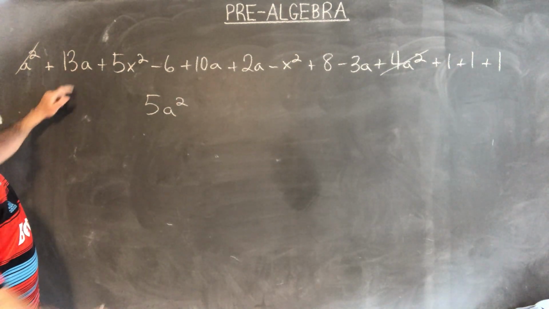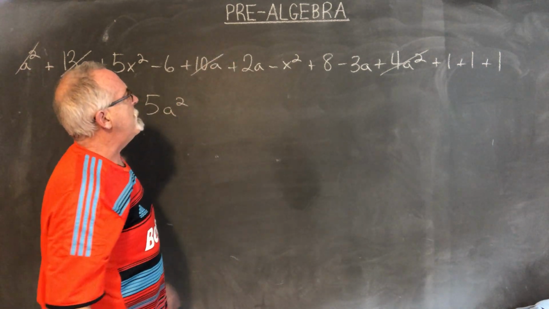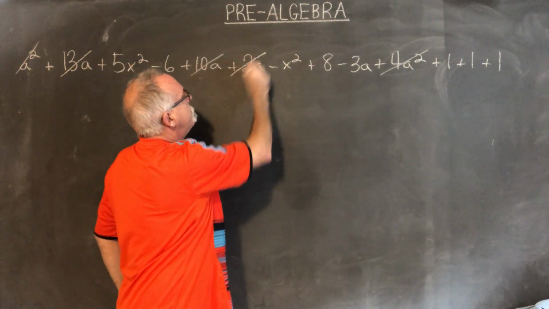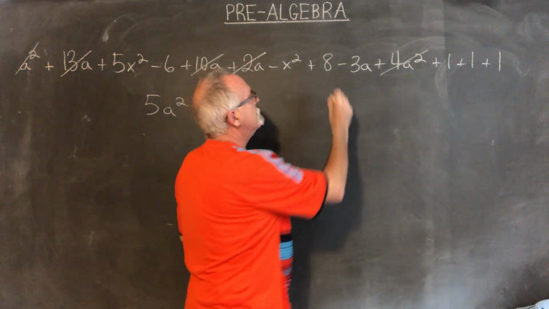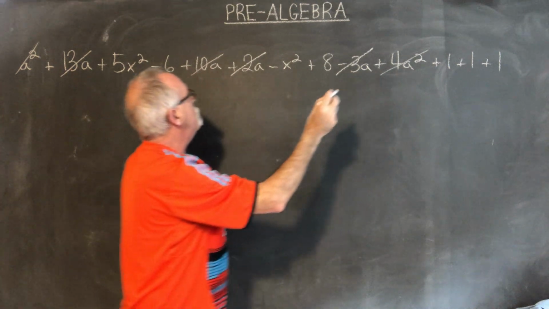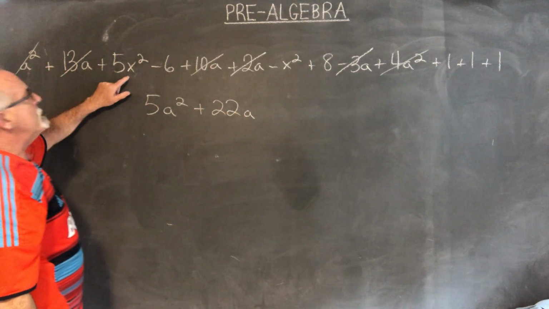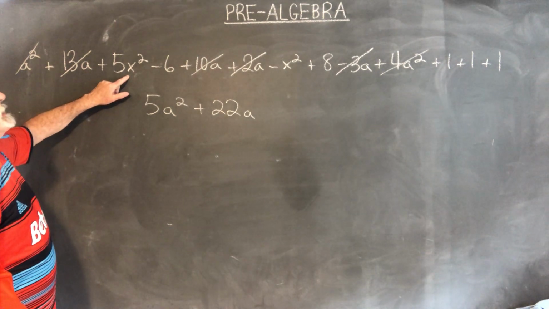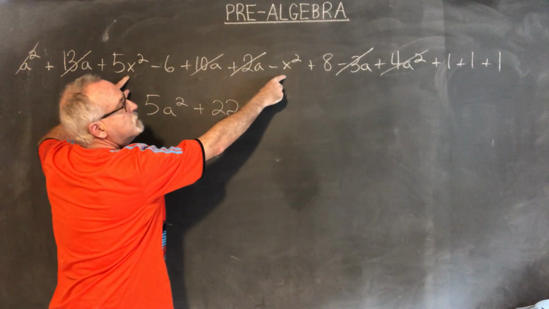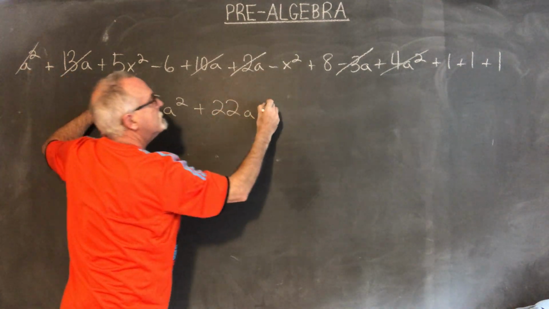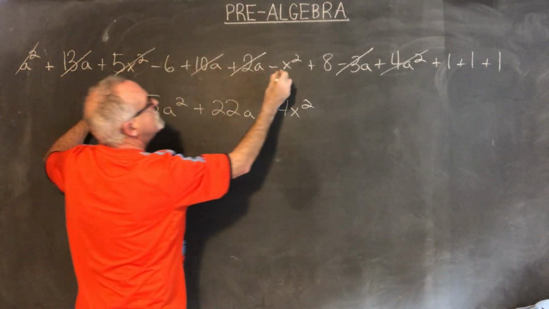Now we have a's. 13a plus 10a. Okay, that's 23a now. Oh, plus another 2a, 25a. Minus 3a. 25a minus 3a is going to give me 22a. And I'm finished with all the a's, so I have plus 22a. Here's an x squared. It's the only, no, it's not. The second there, I thought it was the only x squared term. But no, we have minus x squared here. 5x squared minus x squared is equal to plus 4x squared, and I'll cross those two out.